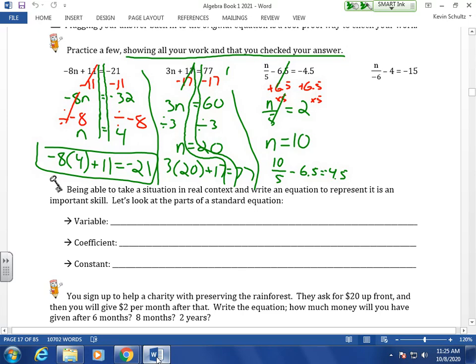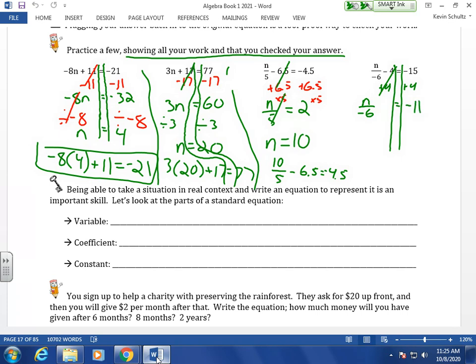n divided by negative 6 minus 4 equals negative 15. Anyone new to the conversation like to jump in? What would our first step be here? You add 4 to both sides. Yes, add 4 to both sides. Negative 4 plus 4 equals 0. So n divided by negative 6 equals negative 11.